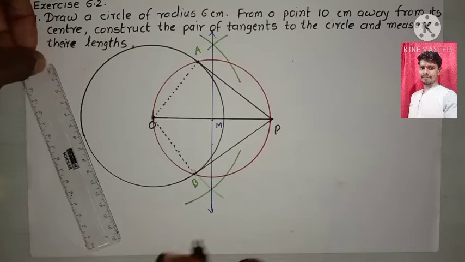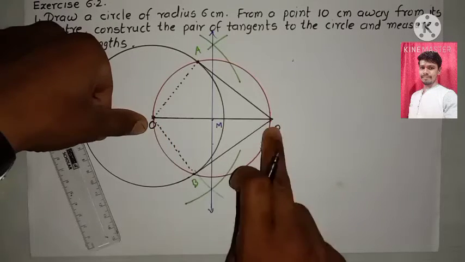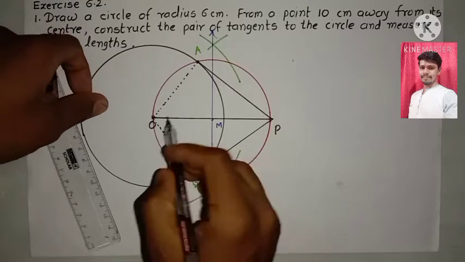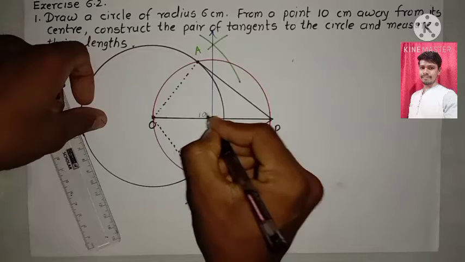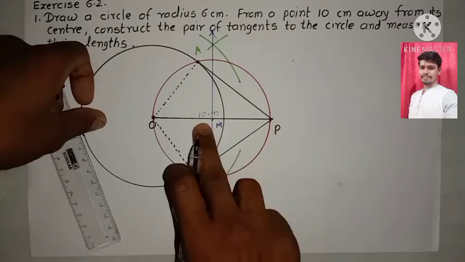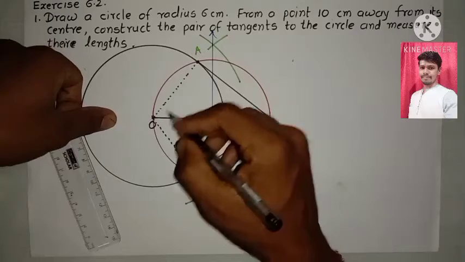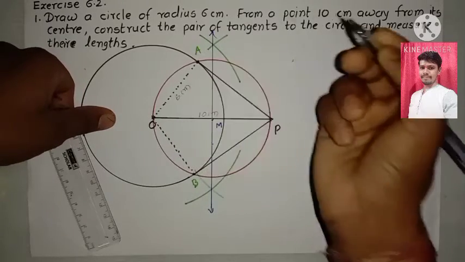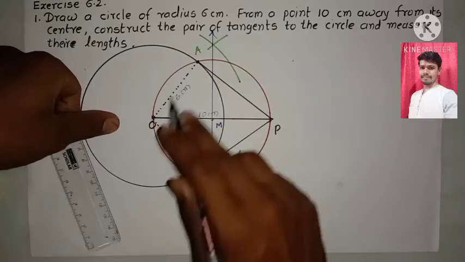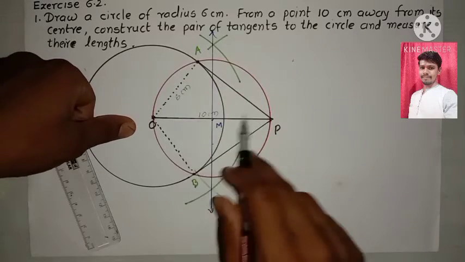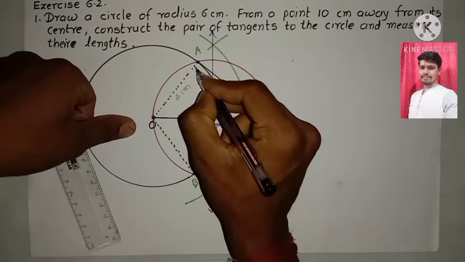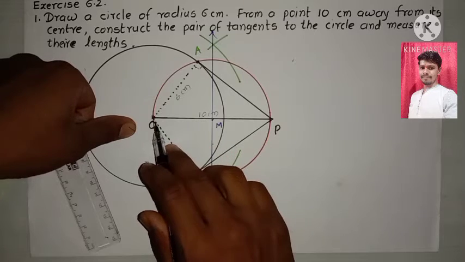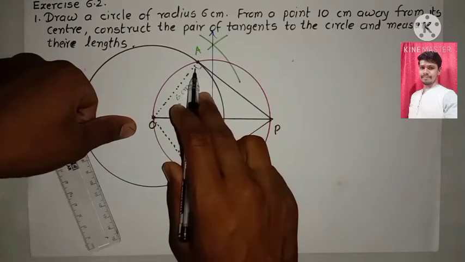Here, O to P, how much distance is given? O to P is 10 centimeters. And O to A, which is the radius of the circle, is 6 centimeters. Then we want AP. If you observe neatly, triangle AOP is a right angle triangle. According to theorem 4.1 in the circles chapter, the radius is always perpendicular to the tangent.